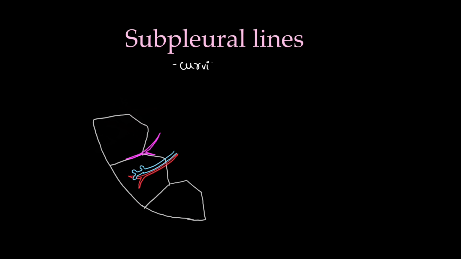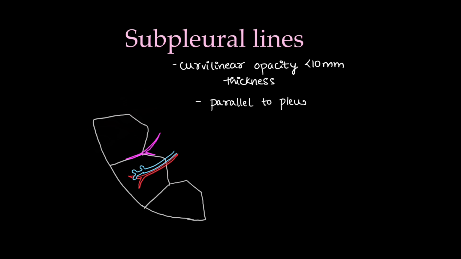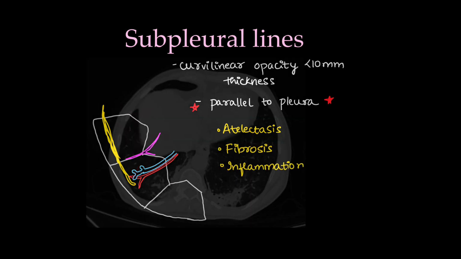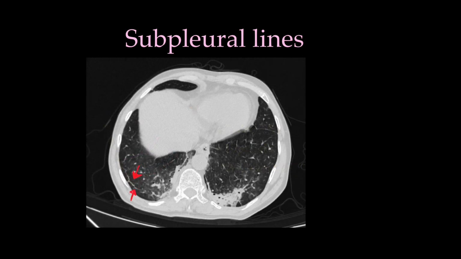Coming to second linear opacity, that is subpleural lines. These are curvilinear opacities less than 10 millimeter thickness. These are usually parallel to the pleural surfaces. Remember that these are the subpleural lines parallel to the pleural surfaces. These are nothing but atelectatic opacities, fibrosis or inflammation along the tissue.